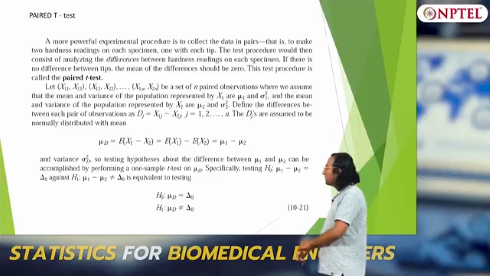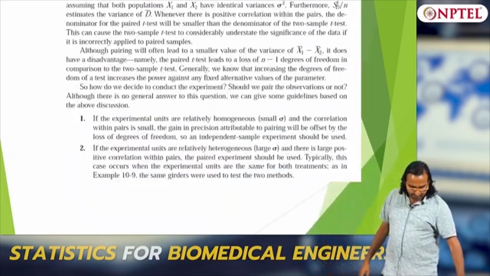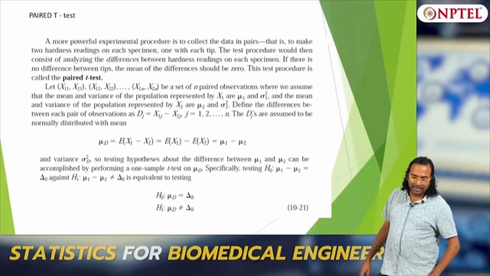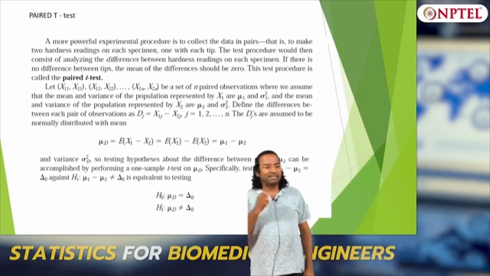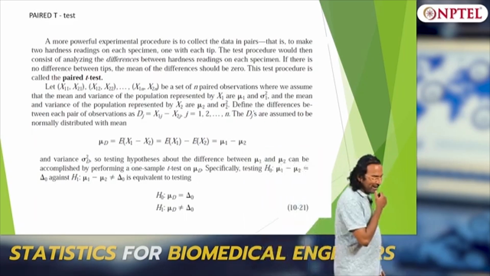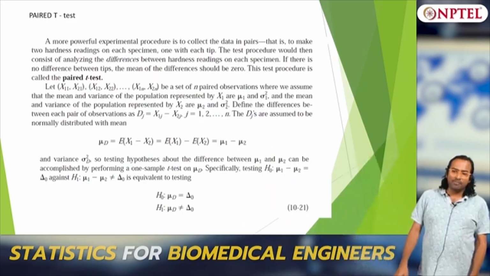The last one we look at is what is called the paired t-test. Before we go on to variances, the last one in terms of mean is the paired t-test. Any idea what a paired t-test is? What do we mean by pairing?